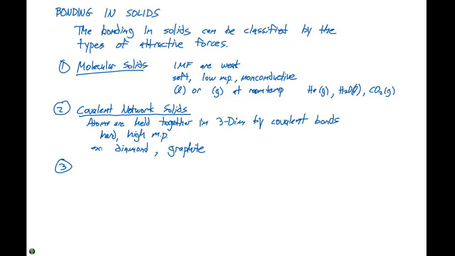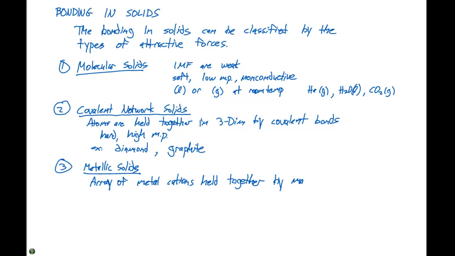The third, we have metallic solids. And in metallic solids, we have an array of metal cations held together by mobile electrons. And sometimes you'll hear this characterized as the electron sea model. We have a strong attraction here depending on the size of the cation and how many valence electrons we have.